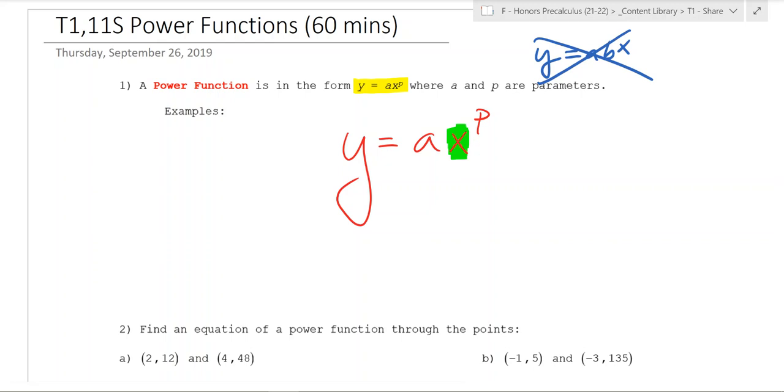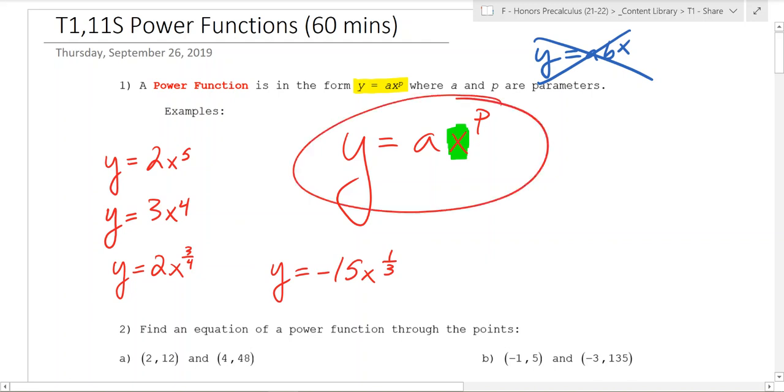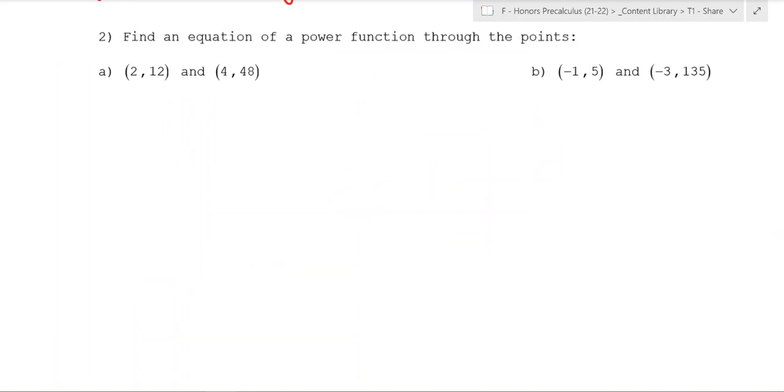So for example, you could have the function y equals 2x to the fifth. That's a power function. Or y equals 3x to the fourth. That's another one. You could have y equals 2x to the 3/4 power. That's a power function. Y equals negative 15x to the 1/3. That's also a power function. Anything of this form.